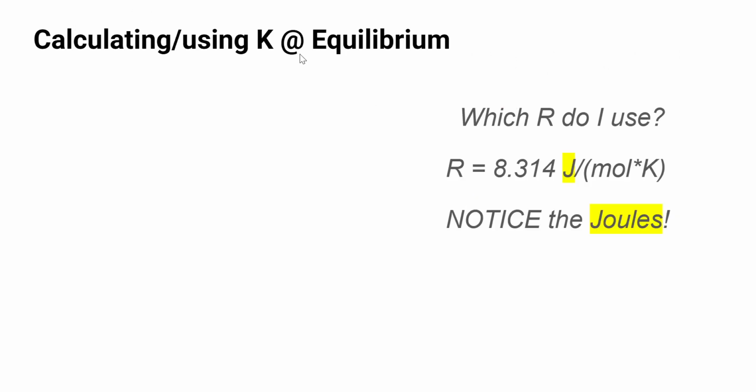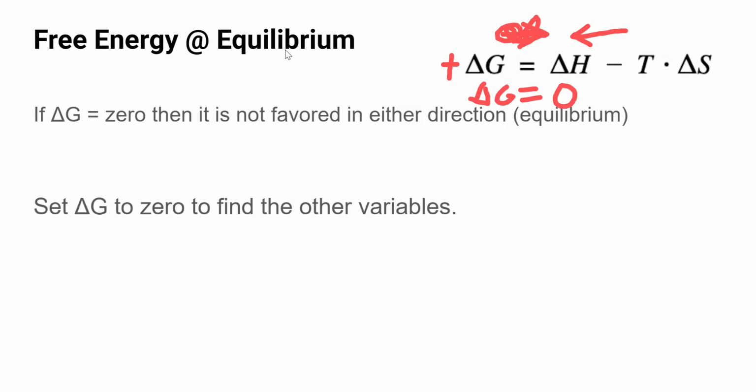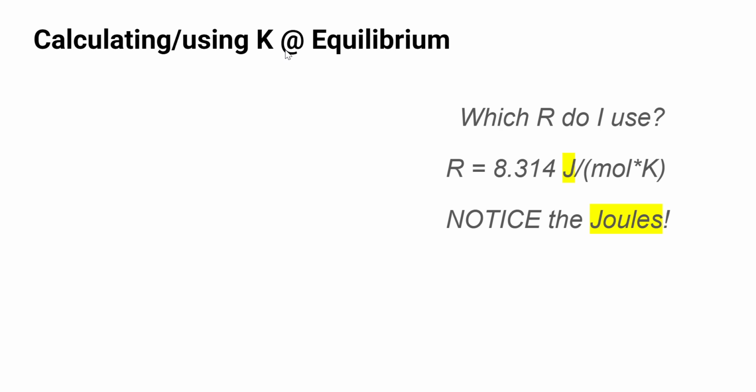Okay, so you can calculate K using free energy. If we're at equilibrium, now we've got K involved. We remember that big K means it's going to go forward, little k means it's going to go backwards. We've already learned that. But in this case, we're going to use the natural logarithm of K times the temperature times the R value. Now, which R value do I use?